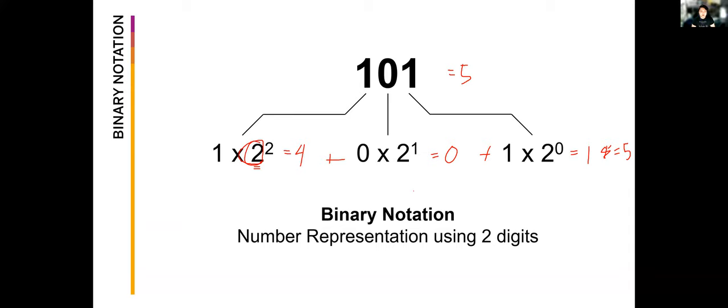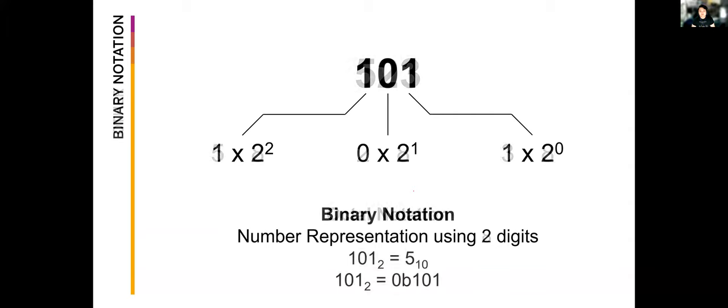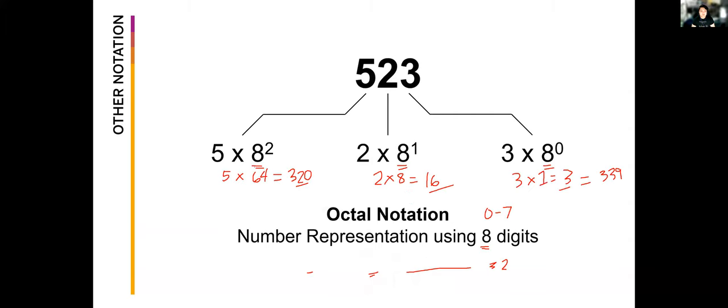Okay, so other fields, okay, would use an octal system, which means that they are using 8 digits to represent numbers, okay, which is a 0 to 7. Okay, ngayon. So this 523 isn't really 523 in real life, but this specific number is equal to 339 on the decimal notation. Okay. So we arrived at octal notation by simply changing the base of this exponent here. Okay.